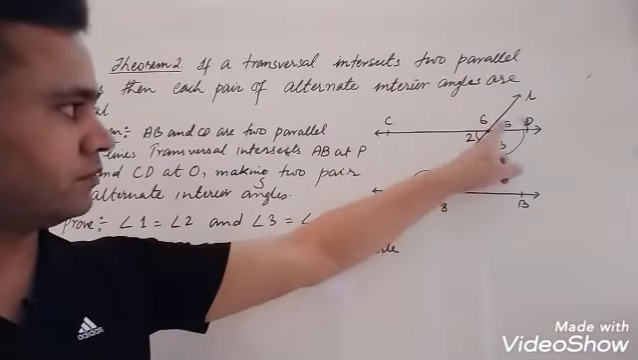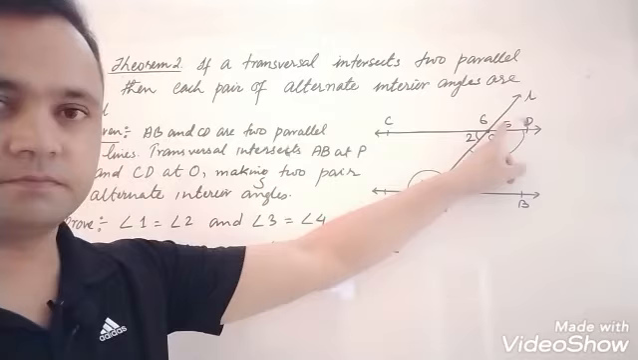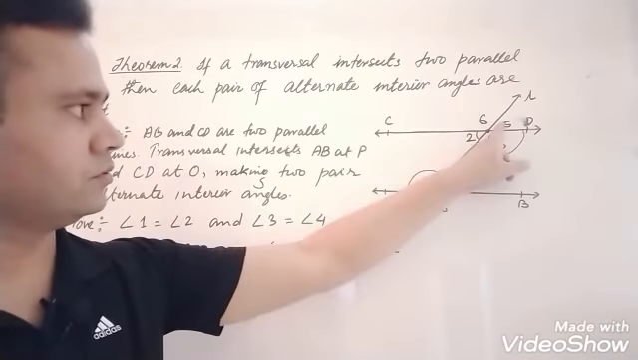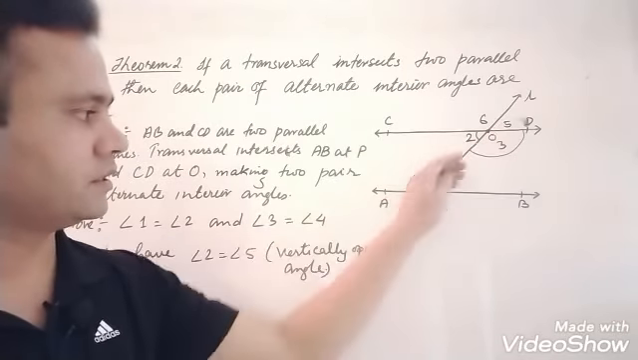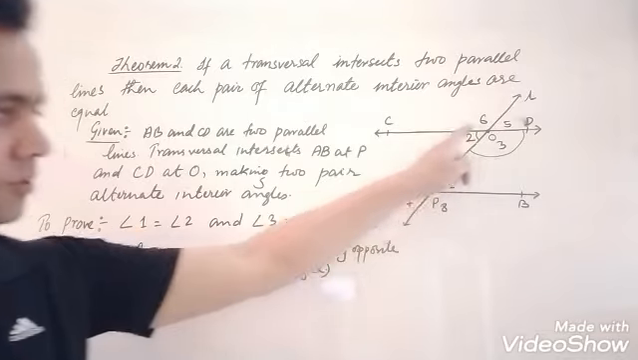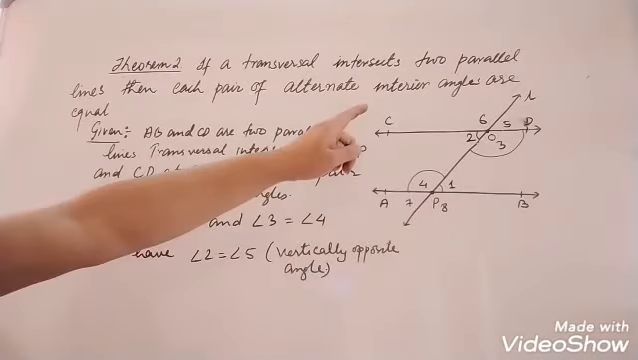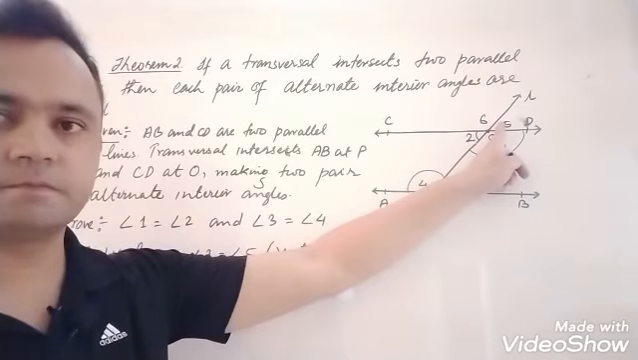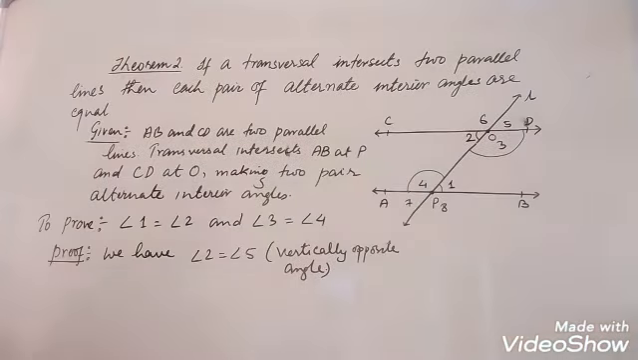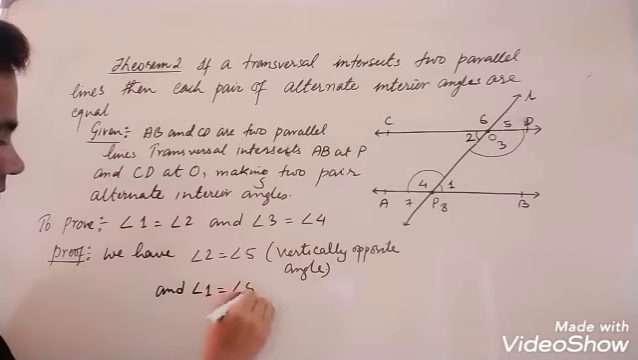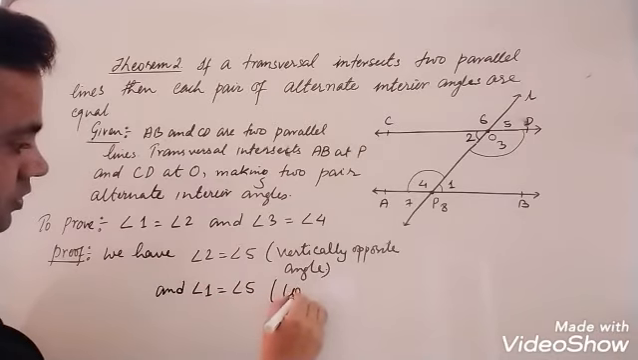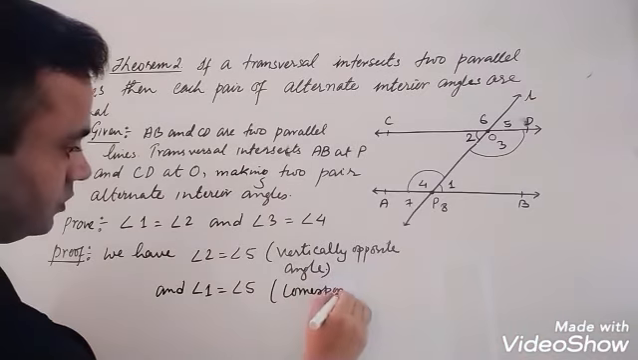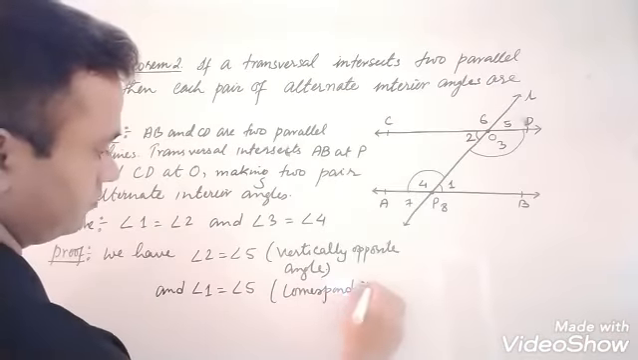The next one is angle 1 equals angle 5. This is a corresponding angle. Angles on the same side of the transversal are corresponding. Angle 1 equals angle 5, this is a corresponding angle.